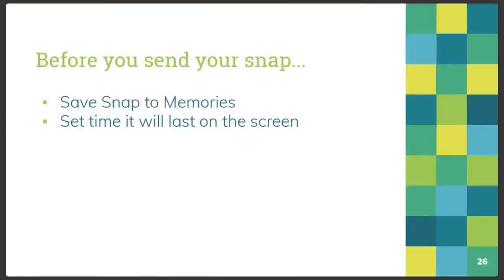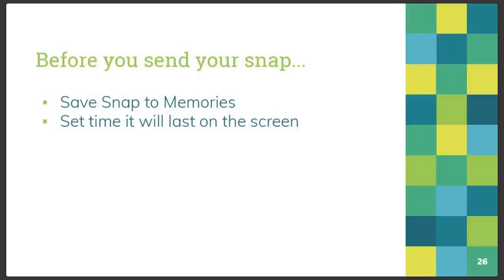All right, so now that you've taken your photo or your video, you've got two decisions to make. You can save your snap to your memories using the save icon, which is the arrow with a line under it there at the bottom. And that will keep your snap saved in the app unless you go back and delete it at any point in time.